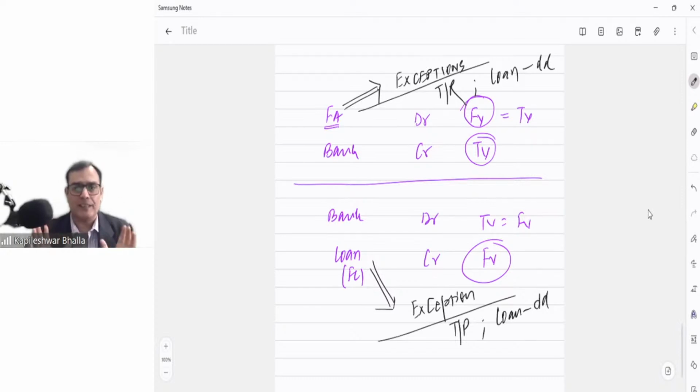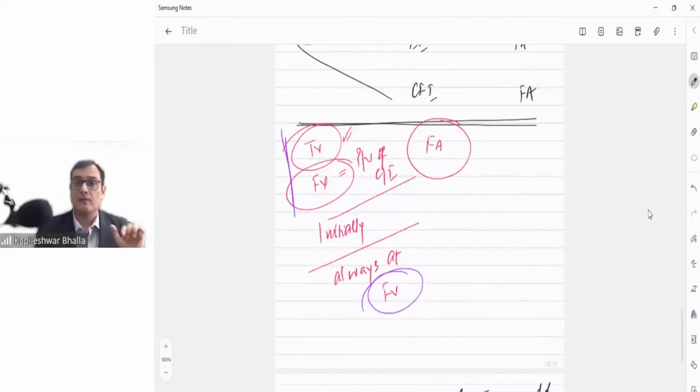So get one thing very clear, that the financial assets and financial liabilities for the purposes of initial measurement are all taken at a fair value, with the exceptions of trade receivable and trade payable, and with the exception of a loan which is recoverable or payable on demand. They are taken at a transaction value, and otherwise, everything else is taken at a fair value. This is on the initial measurement part. Now coming to the next chain. So we said always at fair value, and I gave you the exceptions on a trade receivable and a loan which is recoverable on demand.